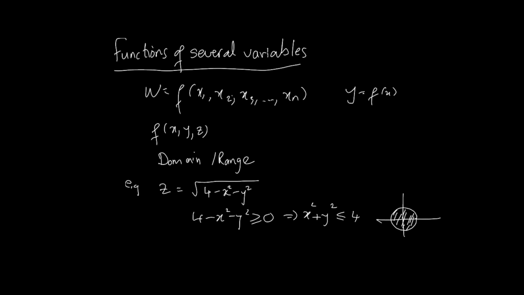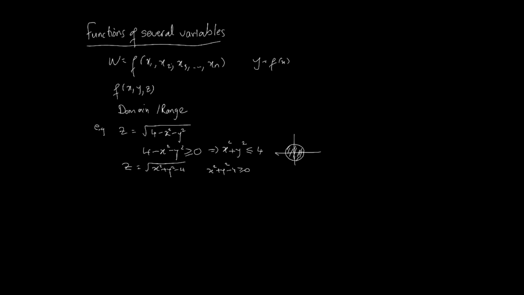In a similar way, we could look at a slightly different example, z equals the square root of x squared plus y squared minus 4. This requires that x squared plus y squared minus 4 be greater than or equal to 0, which means x squared plus y squared is greater than or equal to 4. If I draw this, it's the same circle. However, now the domain is outside the circle, everything excluding what's inside, and the boundary is included. So everything outside and including the boundary of the circle is the domain of this function. The range of the function in this case is all positive, from 0 to infinity. It's the same in the previous one: the range goes from 0 to infinity.